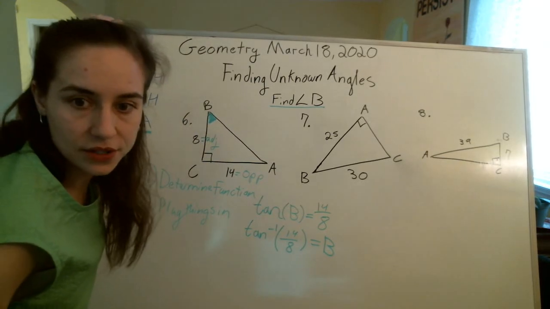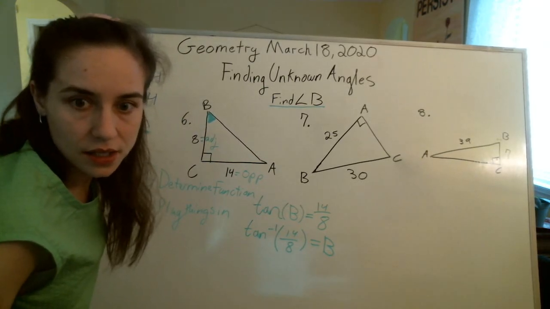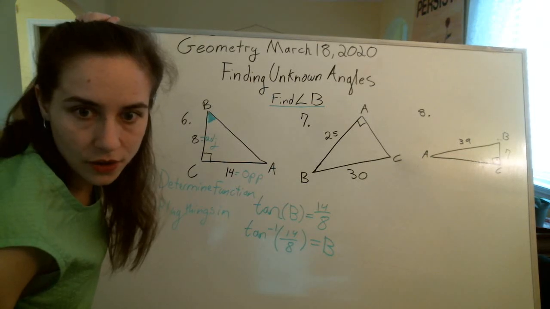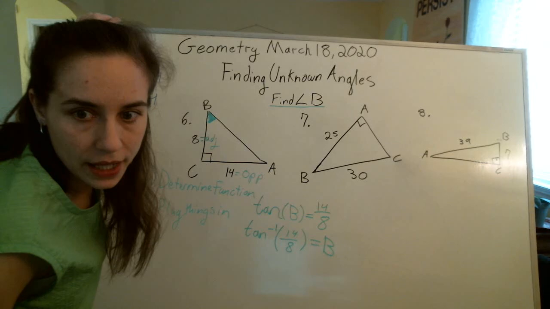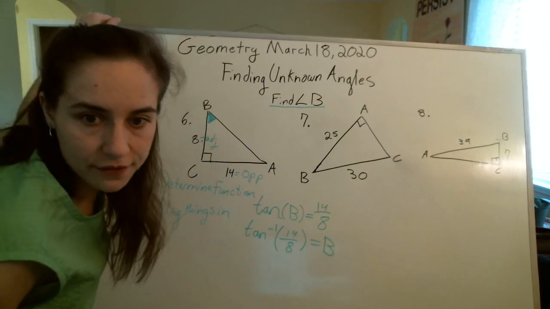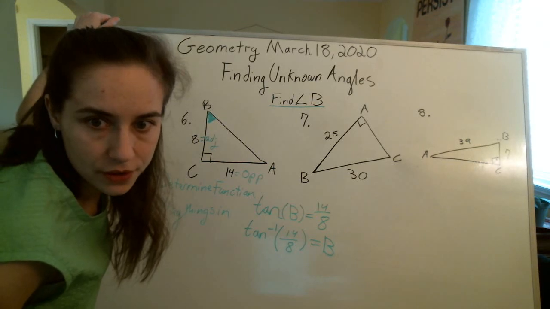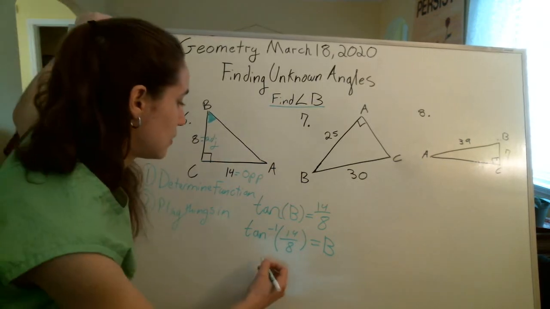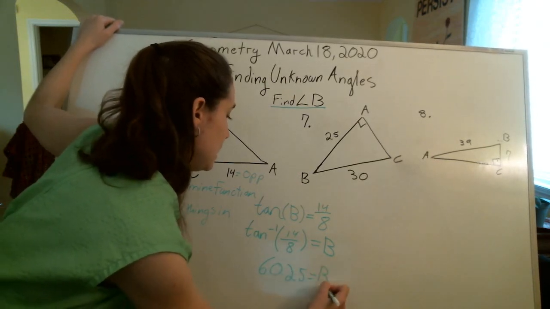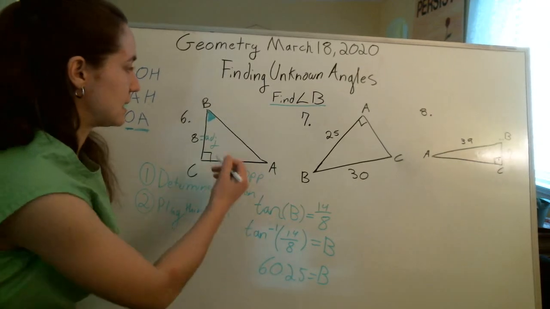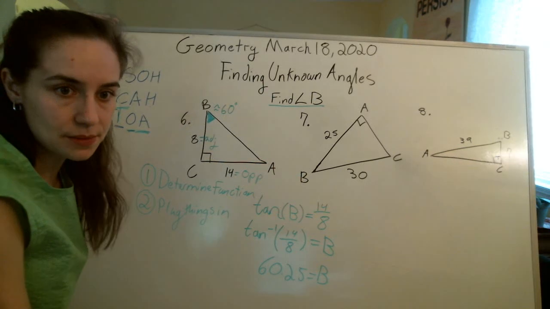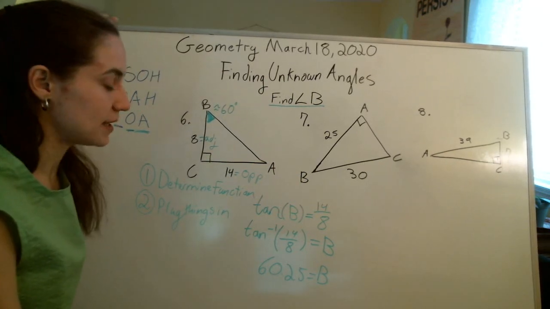So tangent inverse of 14 over 8, and we get 60.255. And that's our answer. So 60.25 is B. That means this angle is about 60 degrees. About, not quite. 60.25, a little over it. But that's how you do it.